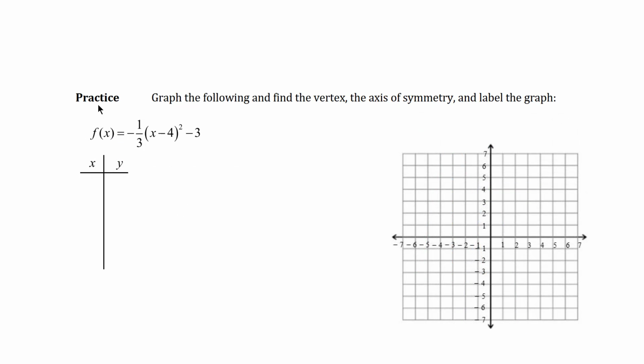Next, we have a practice problem. Graph the following and find the vertex, the axis of symmetry, and label the graph. Here we have the function f of x equals negative 1 over 3 times the parentheses x minus 4 squared minus 3. Alright, so go ahead and pause the video, take your time graphing the function, and then check back with the video to see the solutions.